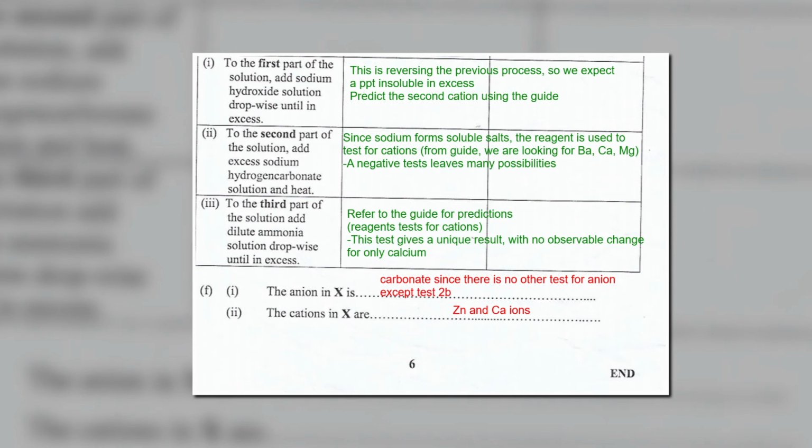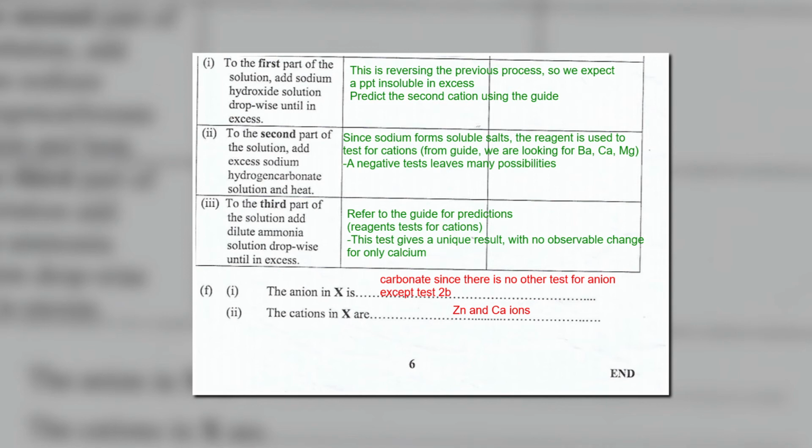In test E1, a white precipitate insoluble in excess is formed. Ions probably present include barium, calcium, and magnesium. Similarly, test E3 would be irrelevant if test E2 gives a positive result. Therefore, we expect no observable change in test E2, which leaves all the 3 ions probably present.